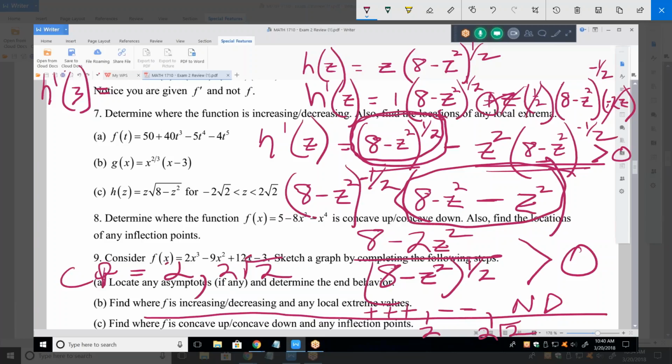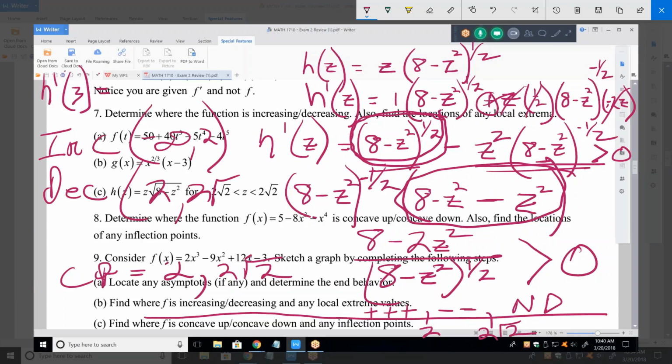So our answer should be increasing from negative infinity to 2. Let's see if this is the answer. Increasing from negative infinity to 2. Decreasing from 2 to 2 root 2. And that should be the answer. Let's see.